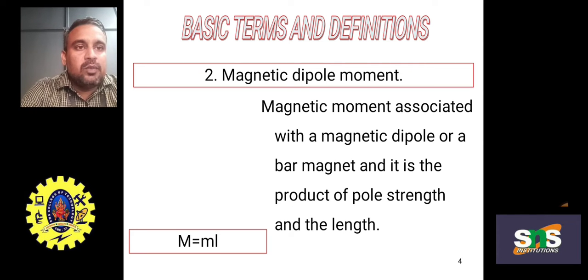Then the dipole moment or magnetic moment associated with the magnetic dipole or a magnet is the product of pole strength and length of the magnet, that is, capital M equals m into l. So small m equals magnetic pole strength and l equals length of the magnet.